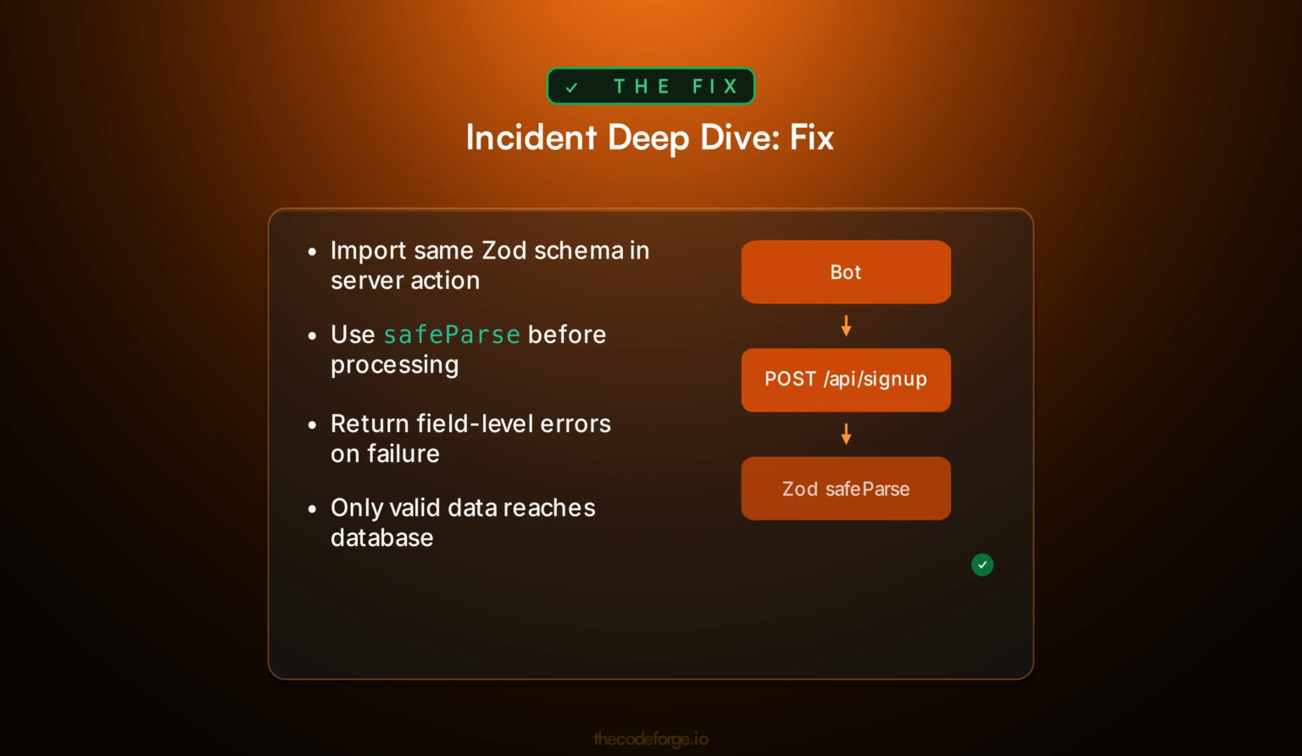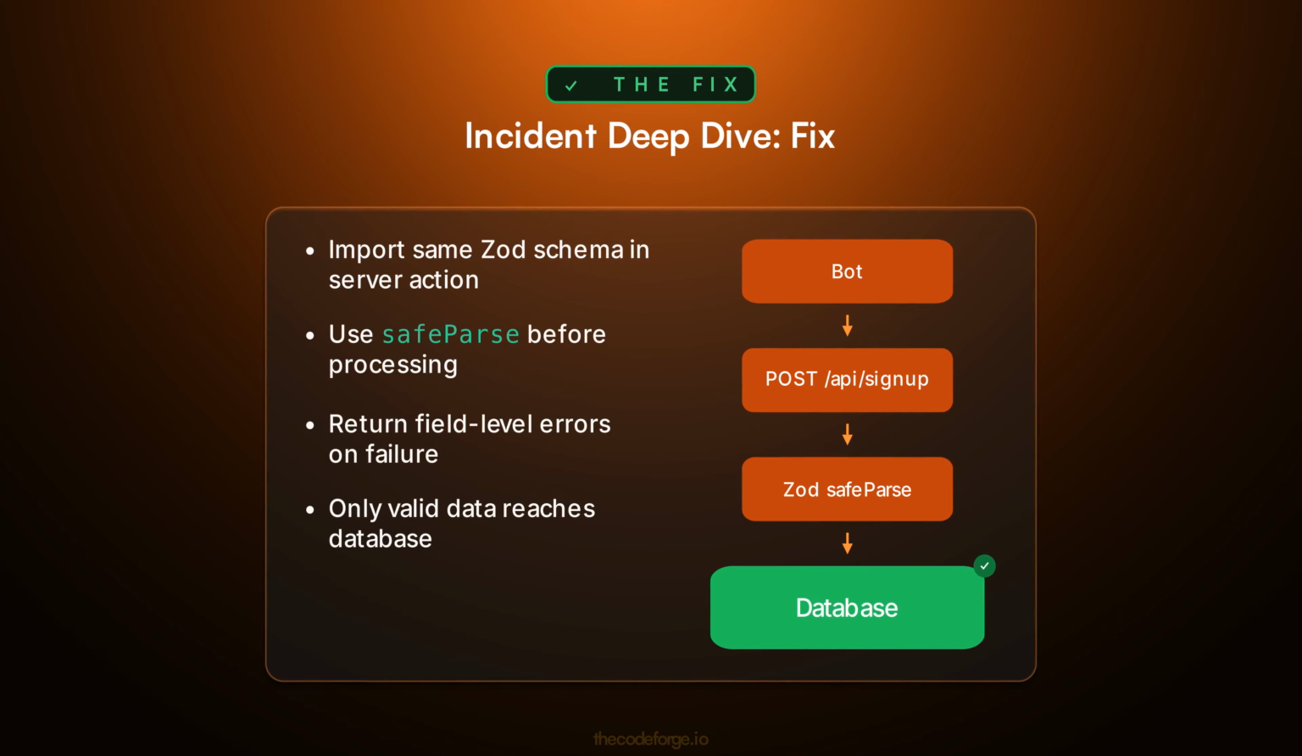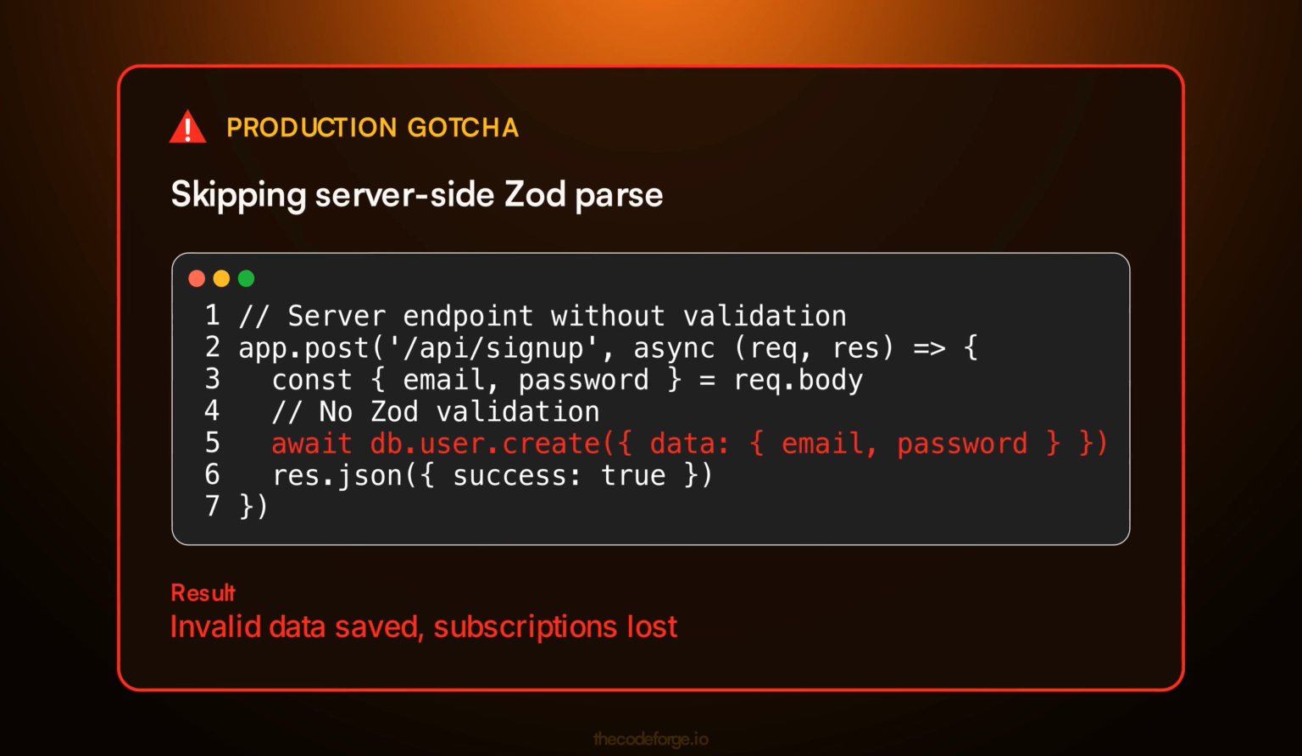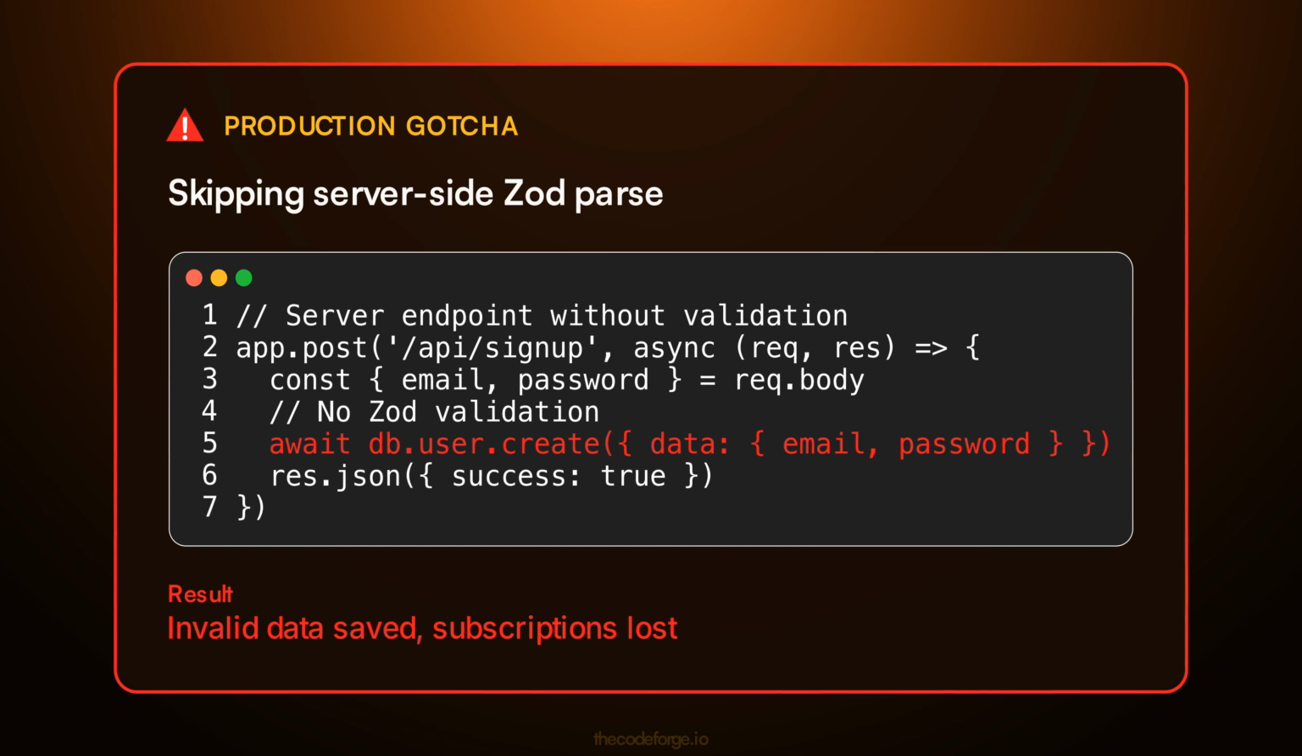The fix was to import the SAME Zod schema in the server action and call safeParse before any business logic. Invalid data is rejected with field-level errors. Only valid data reaches the database. This prevents the bypass entirely. This is the exact pattern that caused the incident. No Zod validation on the server. The fix is to always call safeParse with the shared schema before processing.